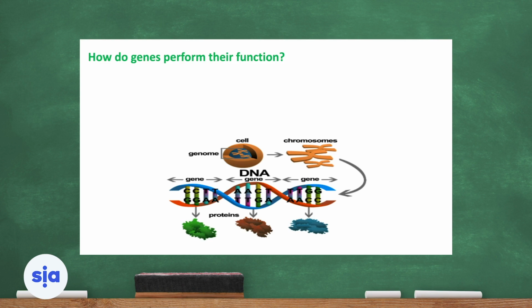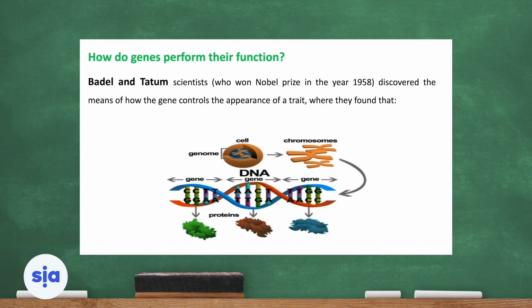How do genes perform their function? Beadle and Tatum, scientists who won the Nobel Prize in the year 1958, discovered the means of how the gene controls the appearance of a trait, where they found that genes are forming enzymes. These enzymes are producing chemical reactions. As a result, proteins are formed, and this protein is responsible for the traits.